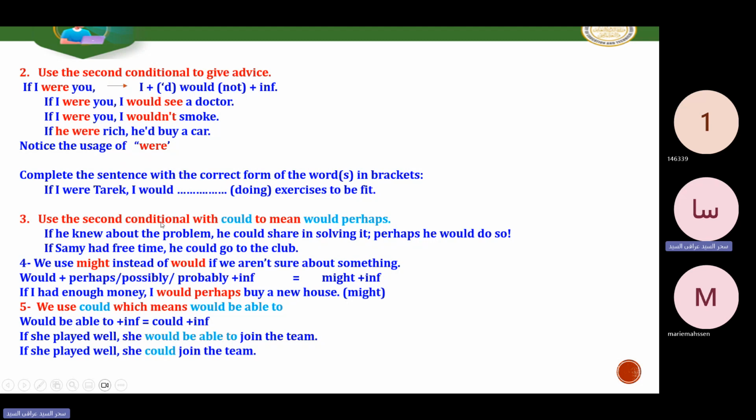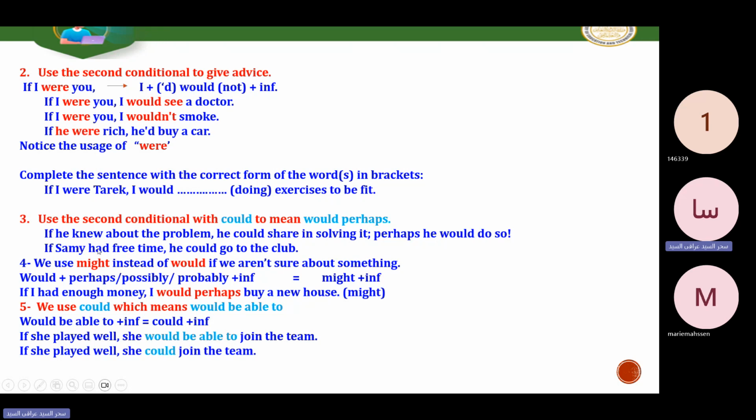Actually, we can use second conditional if with another word instead of would. We can use could, which means would perhaps. Look at this example. If he knew about the problem, he could share in solving it. Could share here means perhaps he would do so. We can omit could and use perhaps he would share. So when the sentence means perhaps he would do something, we can use could.